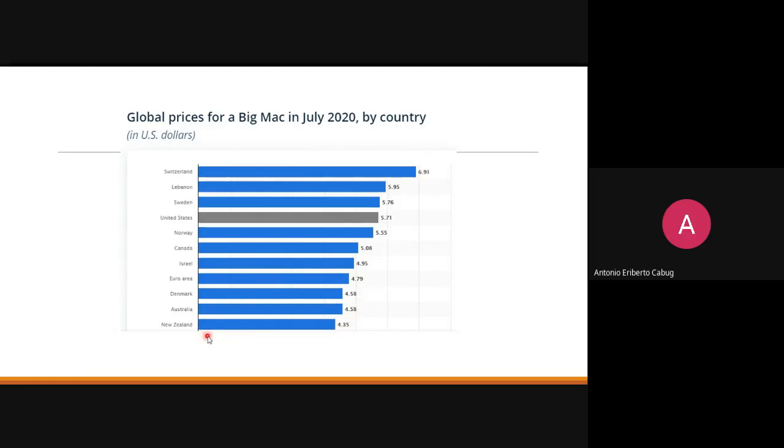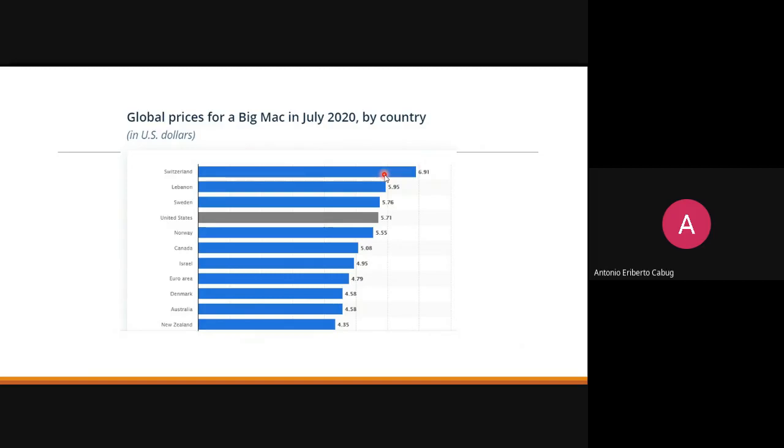It will increase the demand for Big Mac in New Zealand. Ay, ang daming bumibili sa New Zealand. It will therefore increase the price of the Big Mac here from 435 to 5 something. In Switzerland, on the other hand, because many people are now selling Big Macs in Switzerland, those people who are buying from New Zealand, they're selling it in Switzerland, the supply will increase. If the supply will increase, the price will go down.